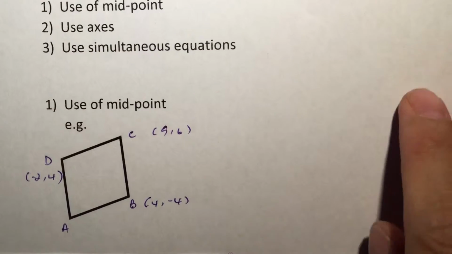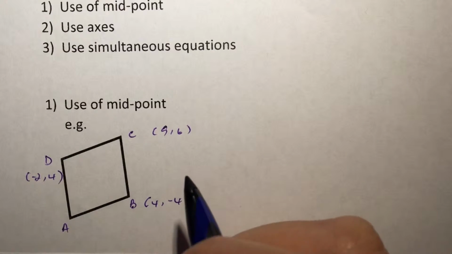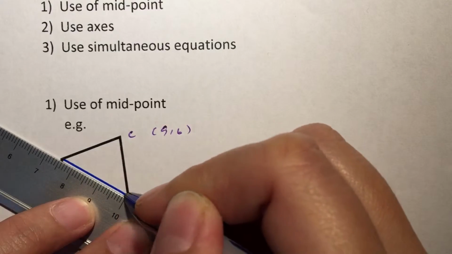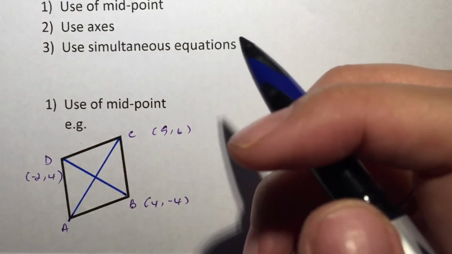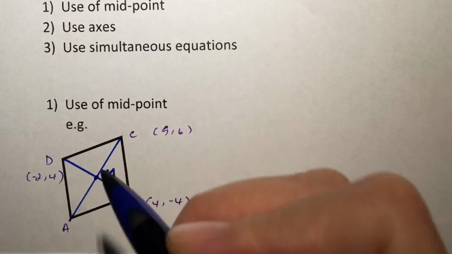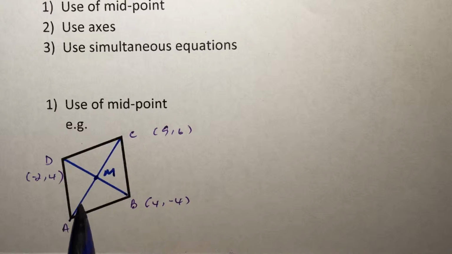Now sometimes you may be given a rhombus, and why is it that we can use the midpoint? It's because of the property of a rhombus. If you draw the diagonals BD as well as AC, you will realize that they meet in the center, and this is your midpoint. So the midpoint of BD is M, but the midpoint of AC is also M.